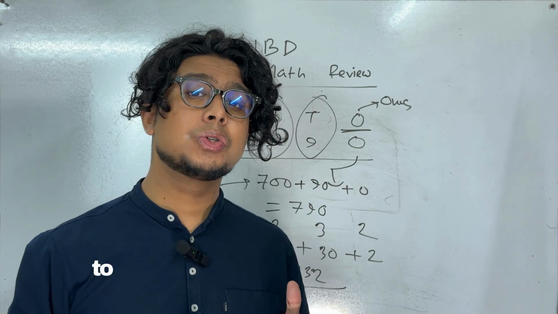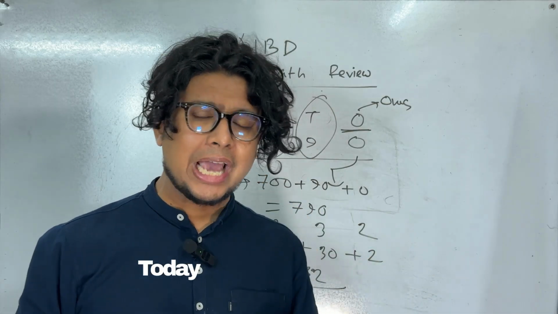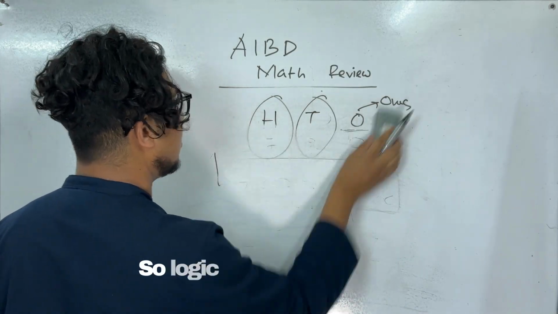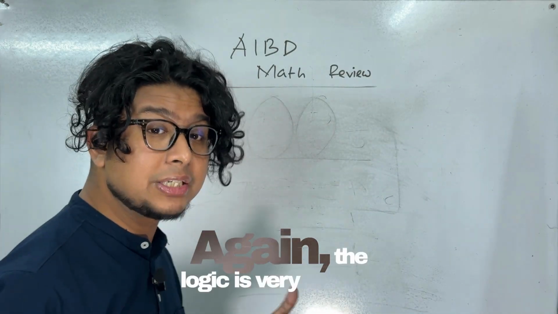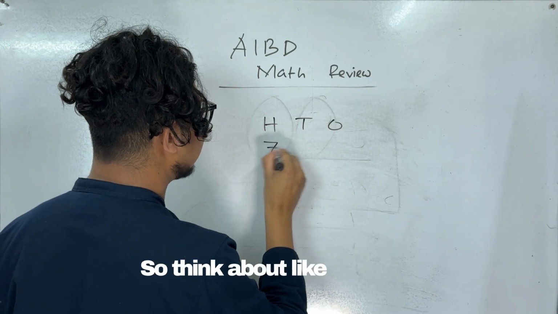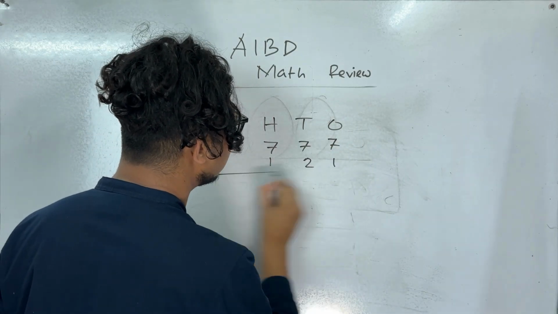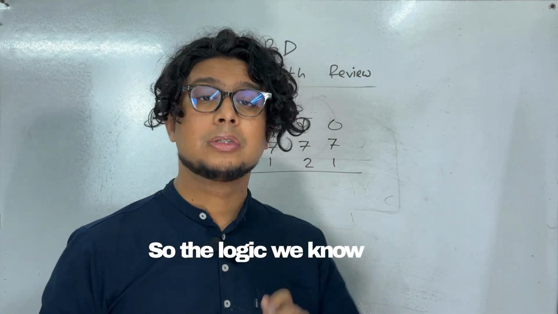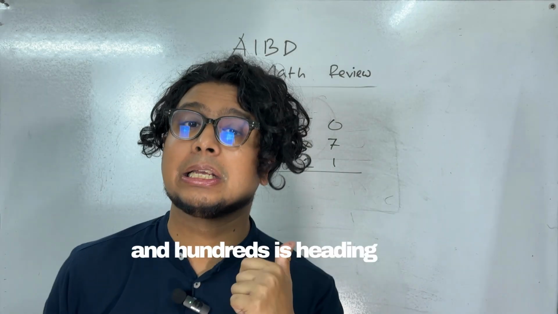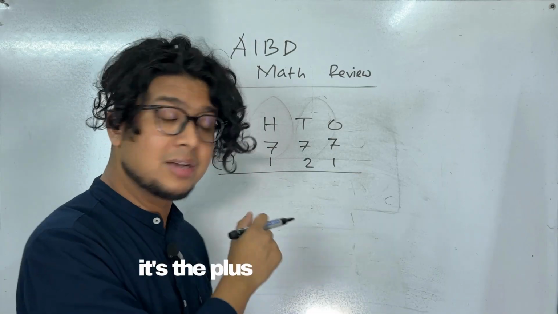Now we really want to go to addition and subtraction. Today, we really want to follow the addition one. So let's do it. The logic is very simple. Going to the HTO, think about 777 and 1, 2, 1. We know that ones is adding with ones, tens is adding with tens, and hundreds is adding with hundreds. If it is an addition, it's the plus sign here.